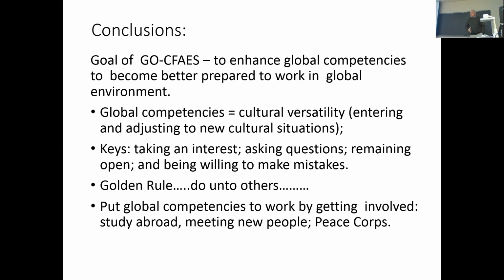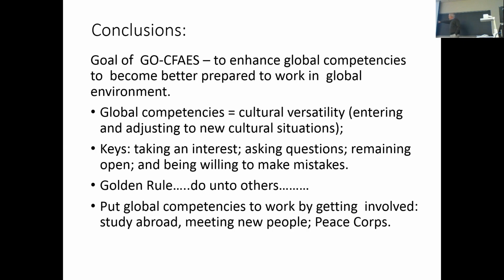And so what you want to do is, by enhancing your competencies, that's going to help you move in and out of these new cultural situations. And some of the keys to this are taking an interest, asking questions, remaining open, and being willing to make some mistakes. Whenever you go into another culture, some people get so uptight about doing the wrong thing that I think that can prevent you from experiencing the culture.